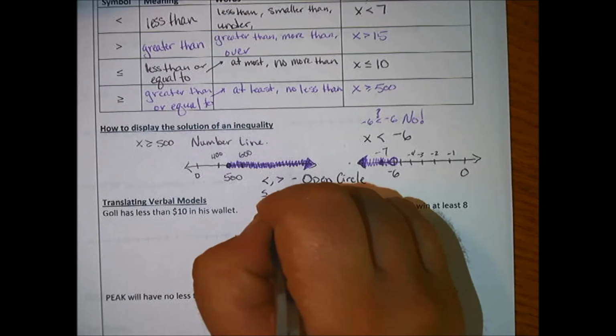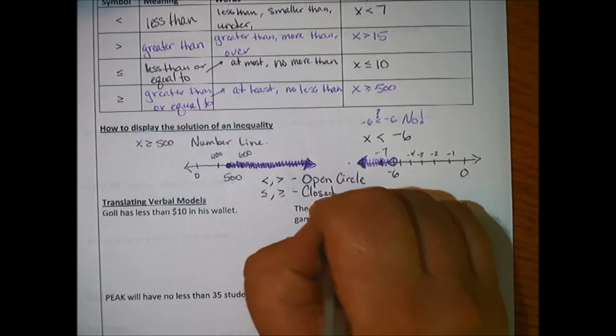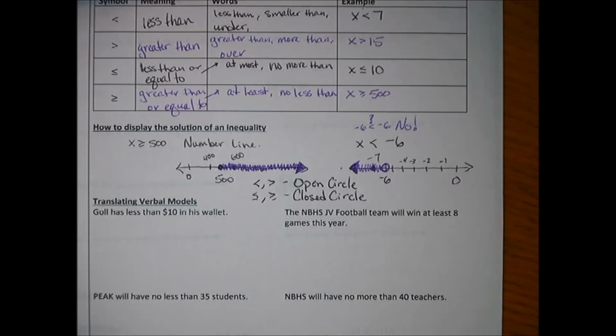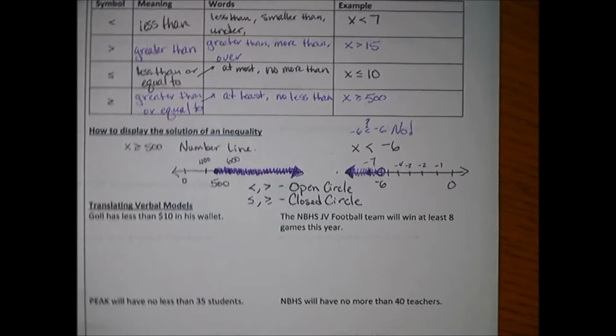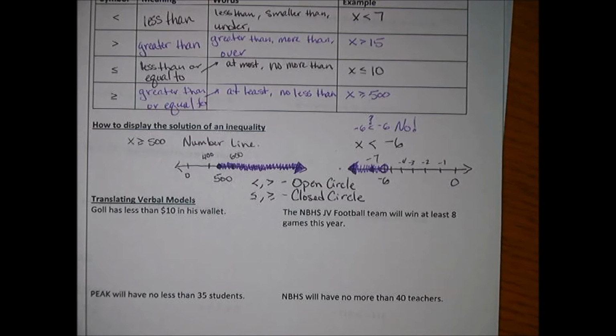And less than or equal to and greater than or equal to will give us a closed circle. That's usually what I start with when I'm trying to answer or display the answer of an inequality. What's going to happen at the number in question? Let's look at a couple examples down below. We're going to be translating verbal models today as the main part of what we're doing, and I'm going to try to see how we can make it as easy as possible.